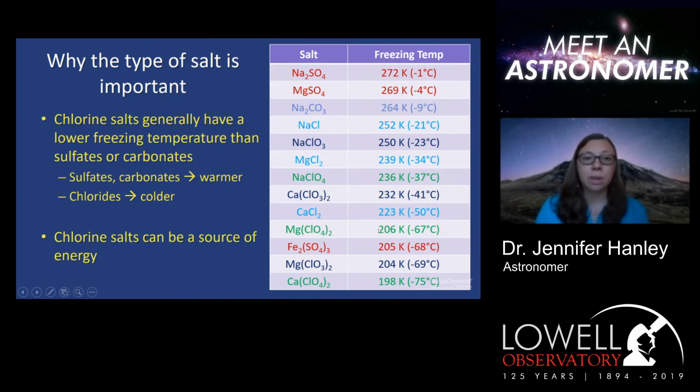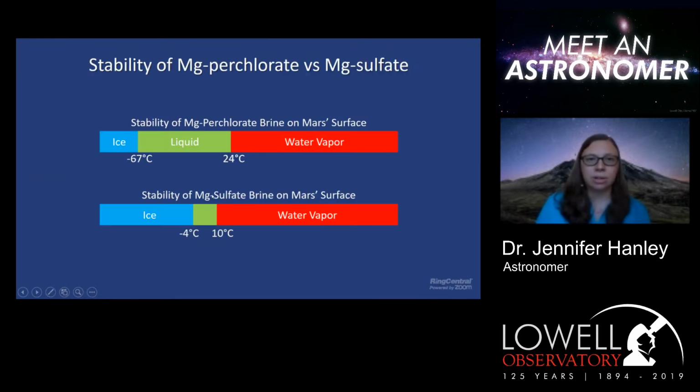So just to show a visual representation of that, we have that magnesium perchlorate brine on Mars that I showed earlier compared to a magnesium sulfate brine. So if you recall, 10 was the point where pure water boils on Mars, and that's the same for magnesium sulfate. And again, it only depresses above -4. So you can see that differentiating between different salts is really important to understanding the stability range of liquid water.